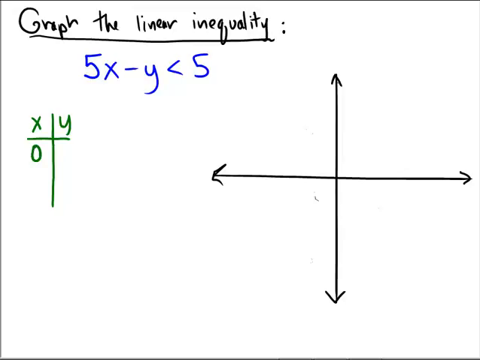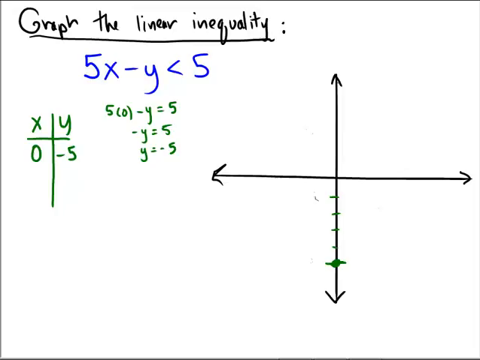So if we were to replace x with 0 and pretend that the inequality was actually an equals, we would have 5 times 0 minus y equals 5, which would mean that negative y equals 5, which would mean that y is equal to negative 5. So I know for a fact the point 0 comma negative 5 is going to be on the graph. Let me put a dot on the graph right now. That's on the border of the graph.